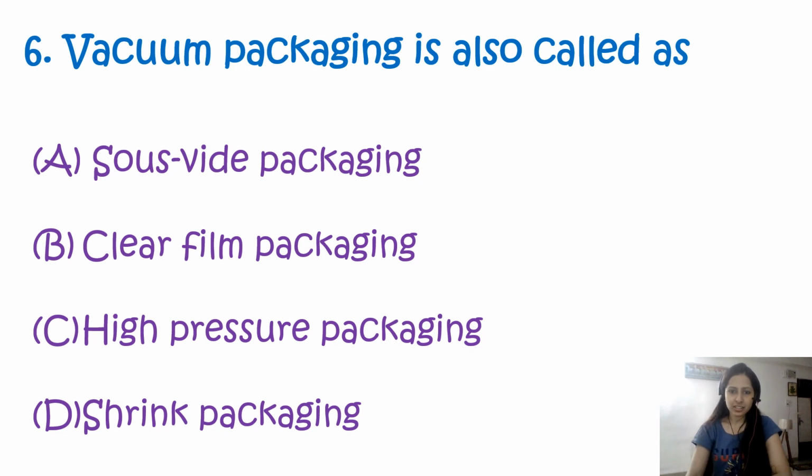Vacuum packaging is also called as, so options are sous vide packaging, clear film packaging, high pressure packaging, or shrink packaging. So over here the correct option will be that vacuum packaging is also known as sous vide packaging. Sous vide is a method of cooking food in which the food is vacuum sealed in plastic pouches and then cooked at a precise, consistent temperature in a water bath. This vacuum packaging helps to preserve the food and maintain the shelf life of the food product for a longer time. So over here the correct option will be A.